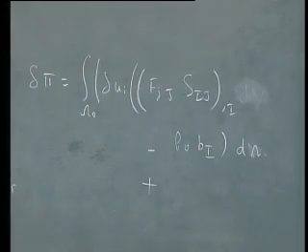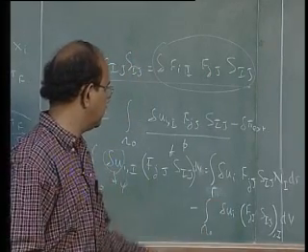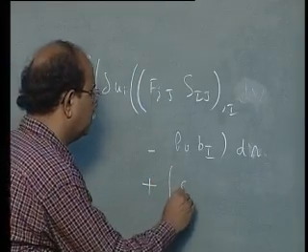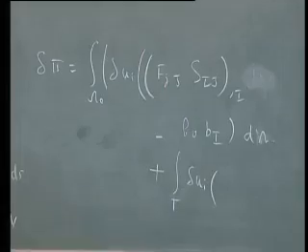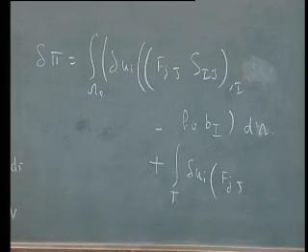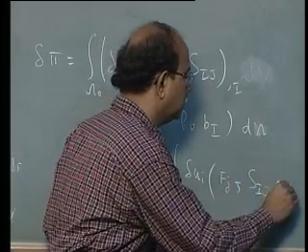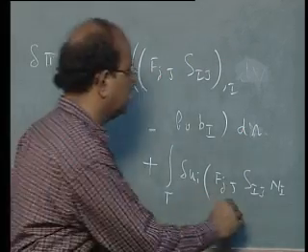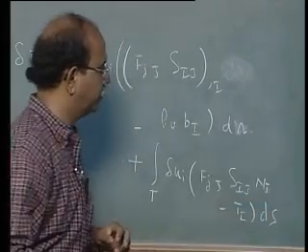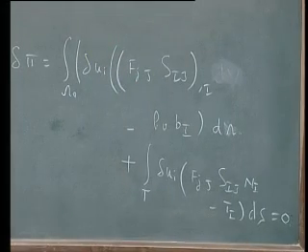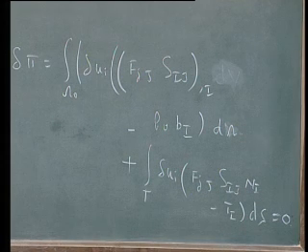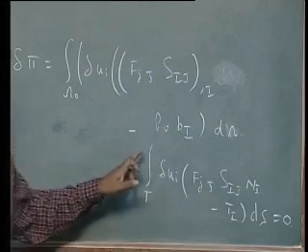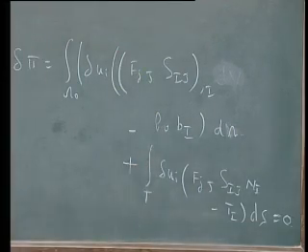Plus the second term here: delta ui into fjj sij ni, plus, or rather minus, ti term ds, that's equal to 0. Yeah? fjj, okay. So that's correct.